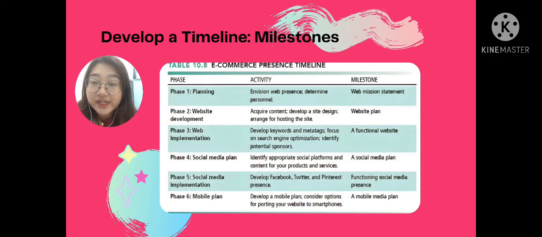Phase number four is social media plan. You can identify appropriate social platforms and content for your products and services. Phase number five is called social media implementation. You can develop Facebook, Twitter, and Pinterest presence. And phase number six is mobile plan. You can develop a mobile plan. Consider options for porting your website to smartphones.